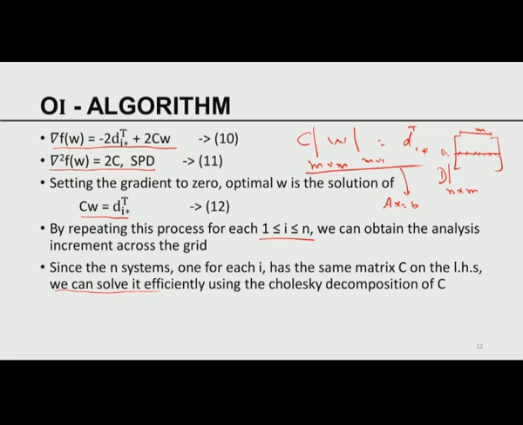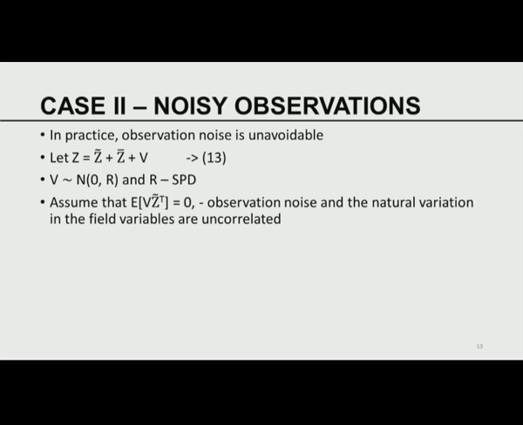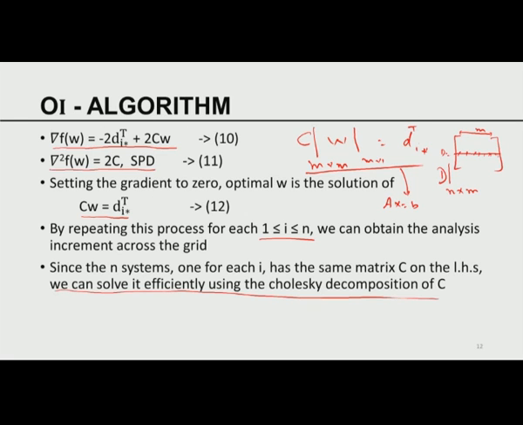So we can solve this efficiently by using the Cholesky decomposition of C once and repeatedly using the Cholesky factor to solve for the grid variables at each of the n locations. This method has come to be called optimal interpolation. In the area of geophysics, there is a method called Kriging. I am sure many of you in geophysical sciences have heard of that. Kriging is essentially an optimal interpolation method.